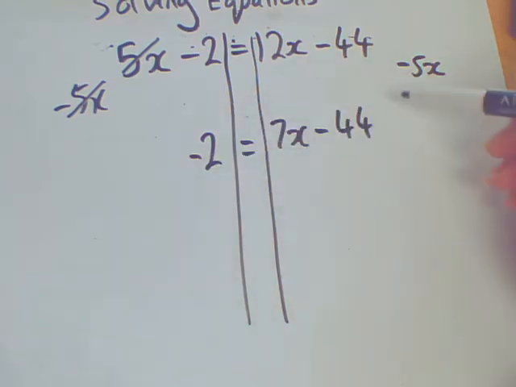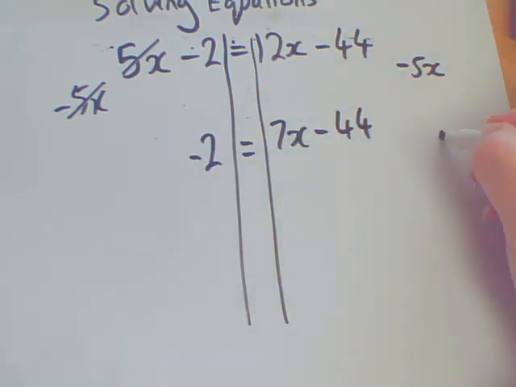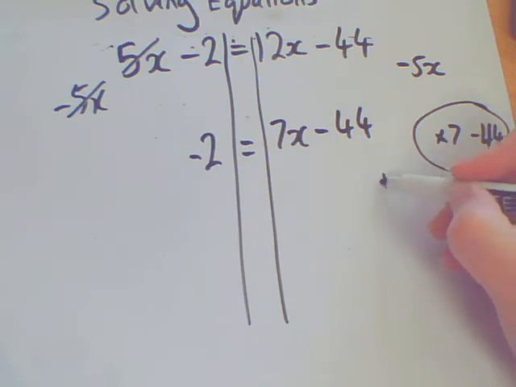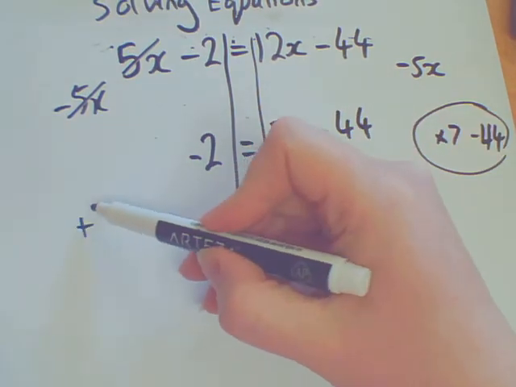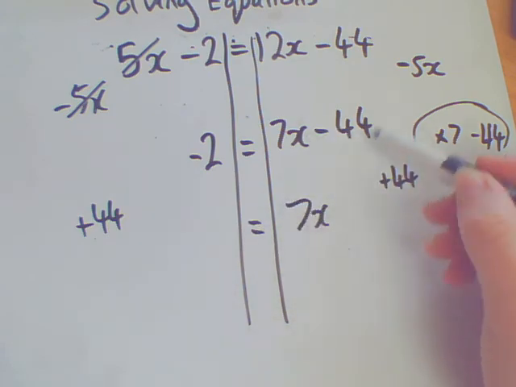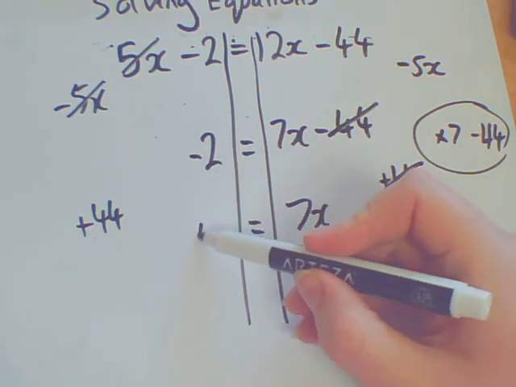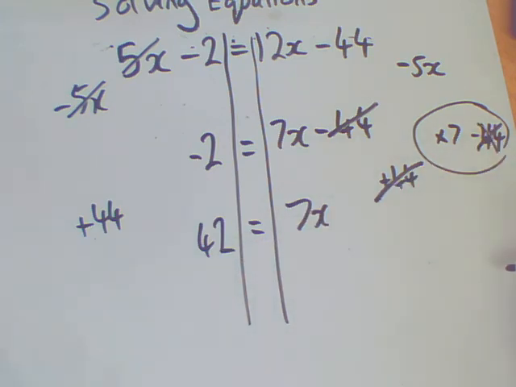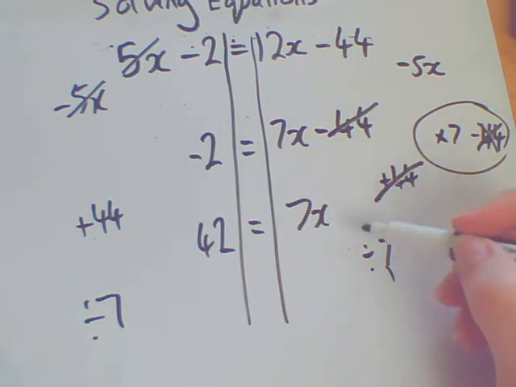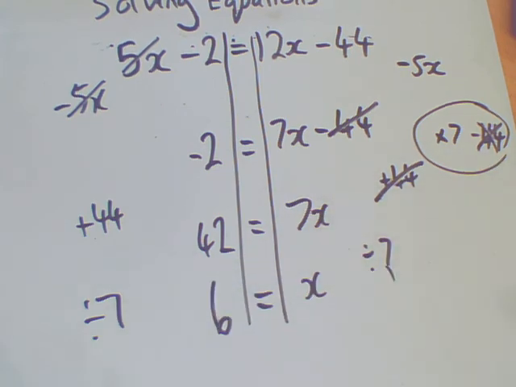I'm now going to have a look at this. This is telling me to multiply by 7, subtract 44 to get my answer. So I'm going to undo that process by adding 44 to both sides. So 7x, because those two cancel, and then 42. I've done that bit. I'm going to undo the multiply by 7 by dividing by 7 on both sides of the equation. So this side leaves me with an x. 42 divided by 7 is 6.